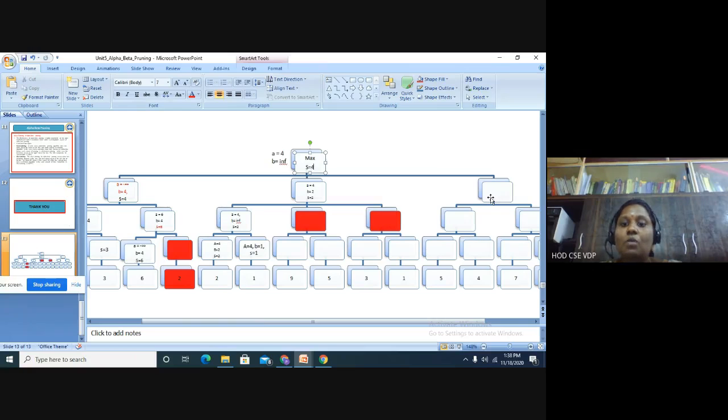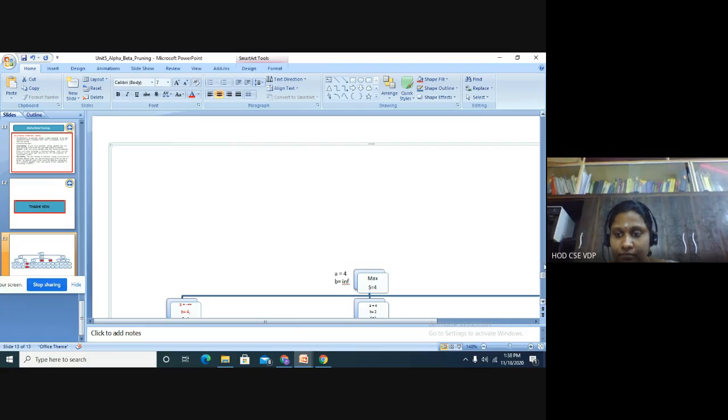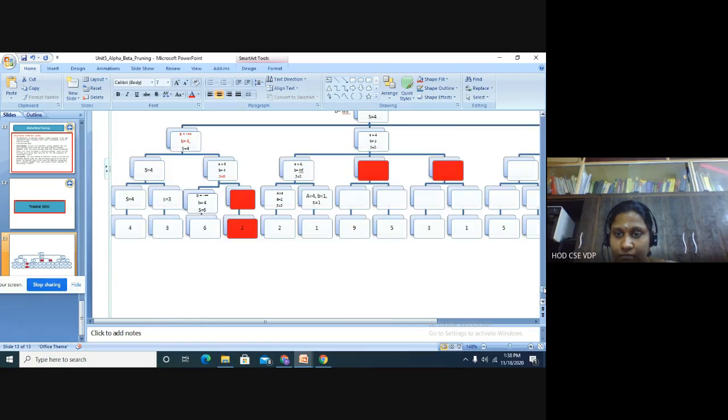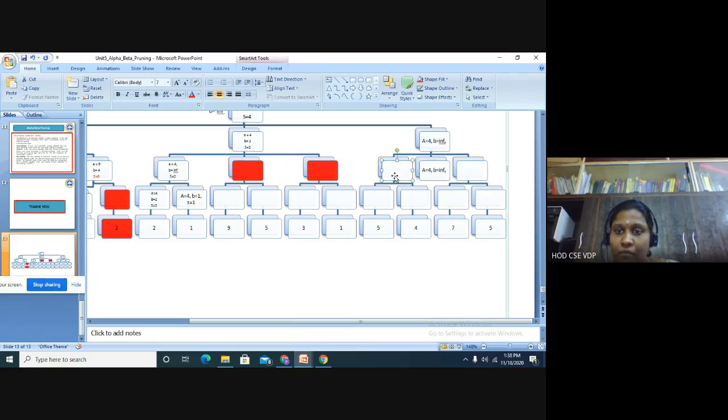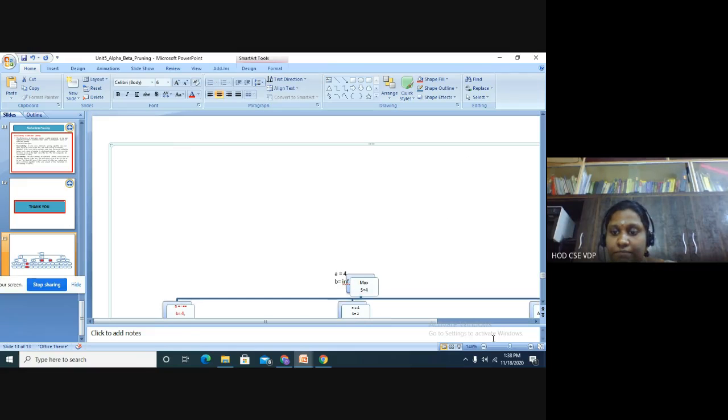So when I come here, what happens? Again, I'll be having A is equal to 4, inheriting the values. B is equal to infinity. Okay. And that's it. So those alpha and beta values, I'm just inheriting it here. Nothing more I have done. So same thing, I'm inheriting it to this part. Also inheriting to this.